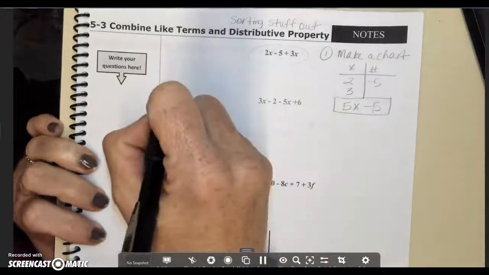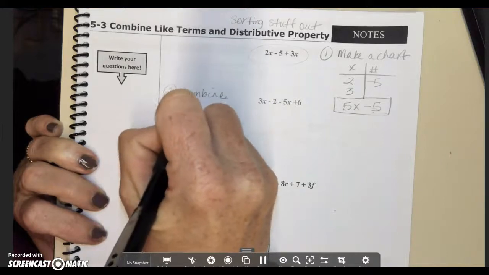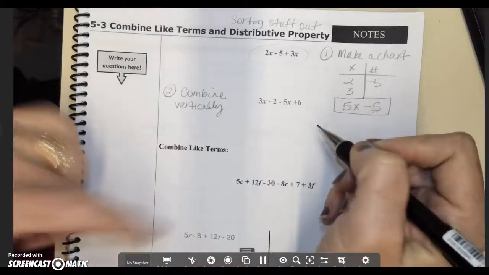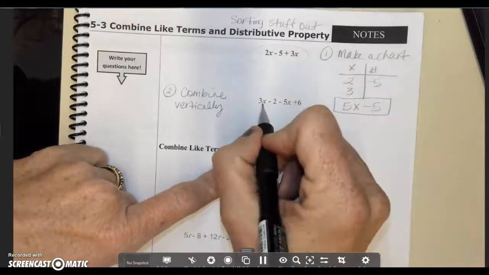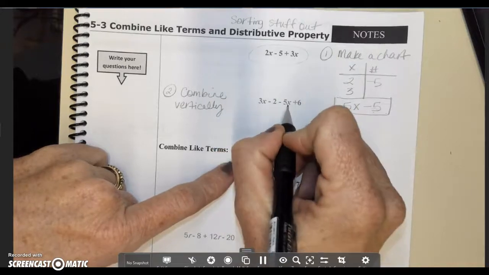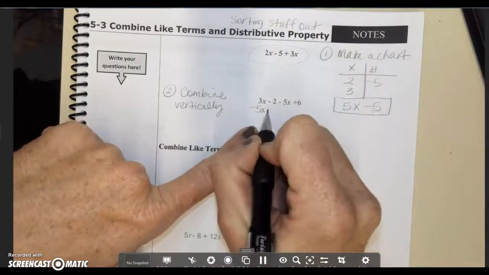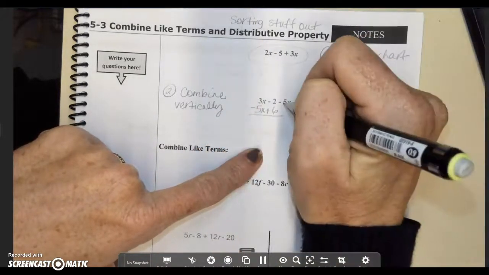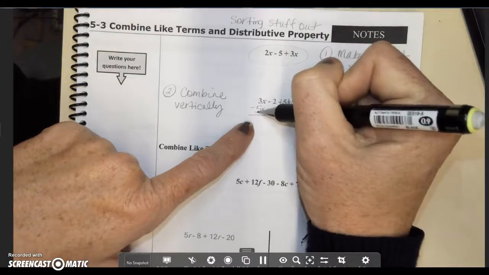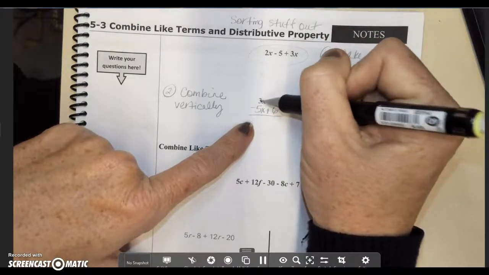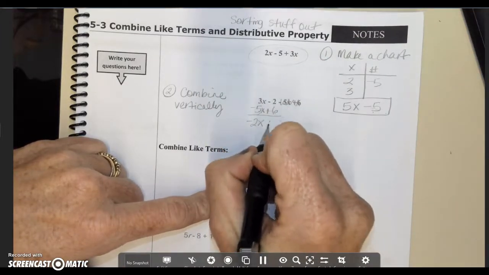Another thing you can do is combine things vertically, meaning up and down. Both of these might be methods you need to practice for a while until you really start getting it. So I've got a 3x and a negative 2, and then I've got a negative 5x. I'm going to put that right underneath my 3x, and a positive 6, and I'm going to put that right underneath my negative 2. Now I've got everything in its own column, and you're just going to subtract the numbers in front of the variable. So 3 minus 5 is negative 2, and those are x's. Negative 2 plus 6 would be positive 4.